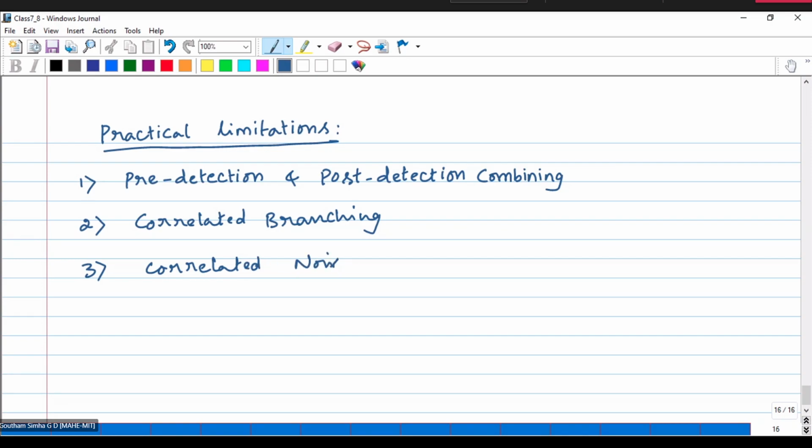Noise. Okay, effect of correlated noise. These three we will try to understand properly. Then we'll go back to the same example and try to understand how to improve that.